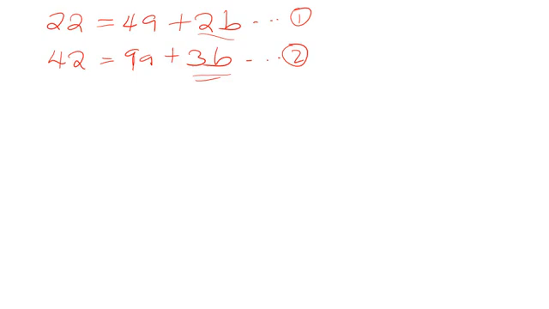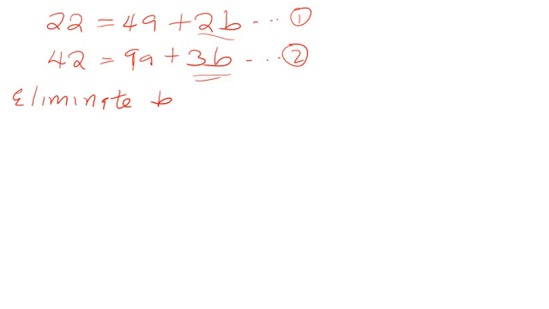So we are going to multiply equation 1 by 3 to make it 6, and multiply equation 2 by 2 to make this part 6 as well, so that we can eliminate b. Of course, we are using simultaneous equations. So to achieve that, we are going to multiply the first one by 3.